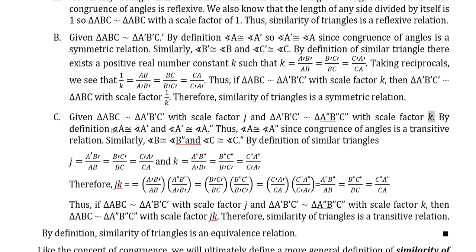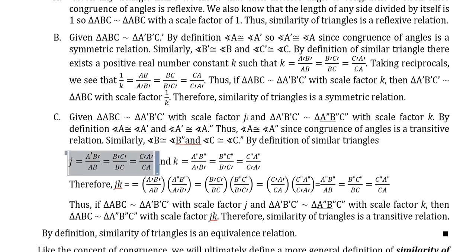So by definition, angle A is congruent to angle A prime, and angle A prime is congruent to angle A double prime. So angle A is congruent to angle A double prime, since congruence of angles is transitive. And the same way you get angle B congruent to angle B double prime and angle C congruent to C double prime. Now, by definition of similar triangles, we get these two relationships.